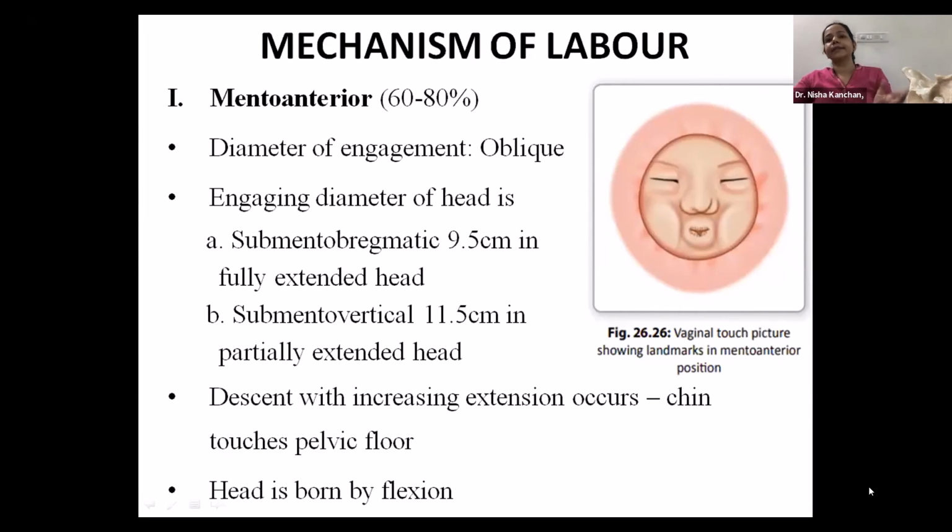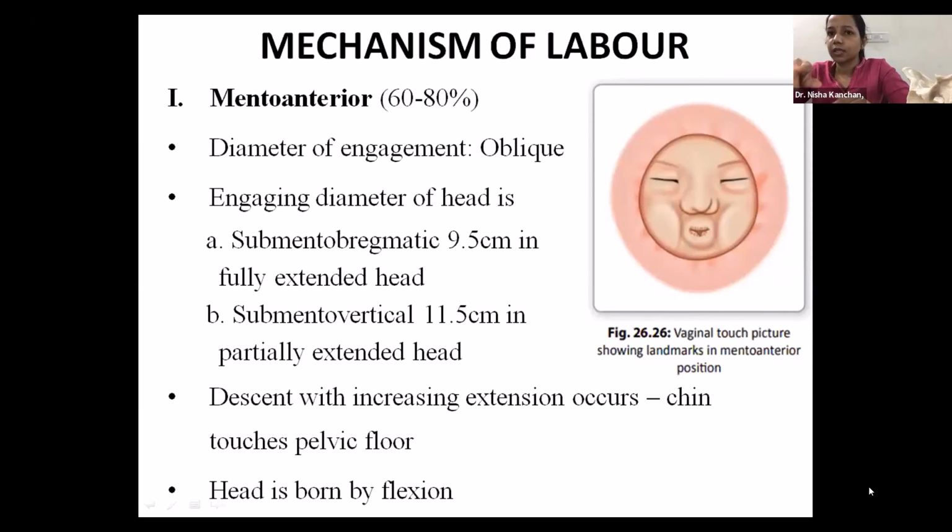So there is mento anterior and mento posterior. On vaginal examination, you will be able to feel the nose, the supraorbital ridges, the eyes, and the mouth. That is how you diagnose it is face. Mento anterior is favorable, mento posterior is not favorable. The diameter of engagement is the same as LOA. Left mento anterior is the same as LOA. The difference is again in the diameters.